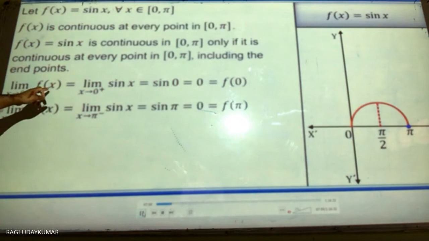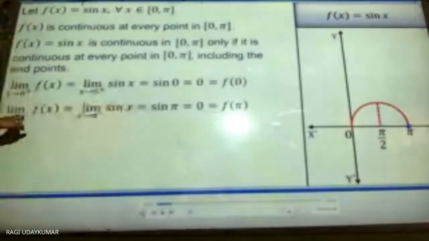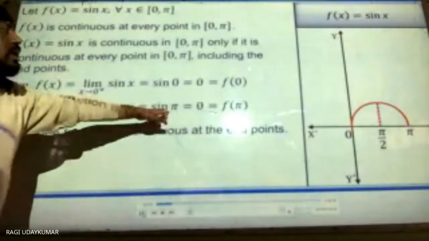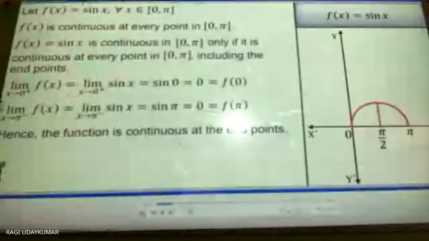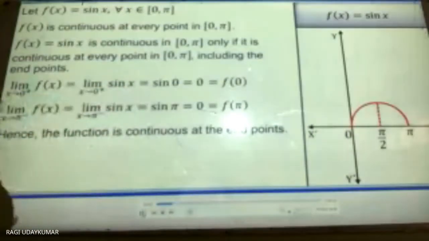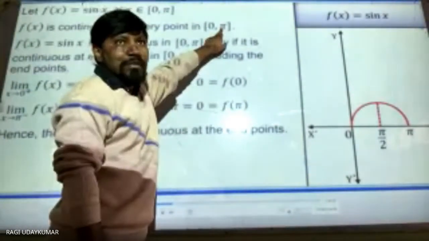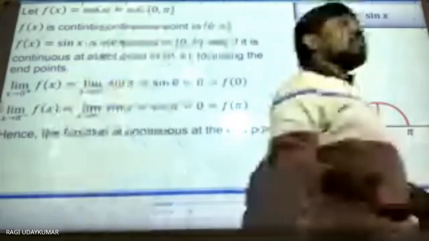At 0 plus, whenever you take it, the value is 0, that is equal to f of 0. And at pi minus, and pi plus, both are equal to 0, and it is equal to f of pi. Means check at the extreme points. Hence the function is continuous at the end points. It is continuous at 0. It is continuous at the point pi. These two are end points. So it is continuous at both points. The function can be considered continuous in that domain.